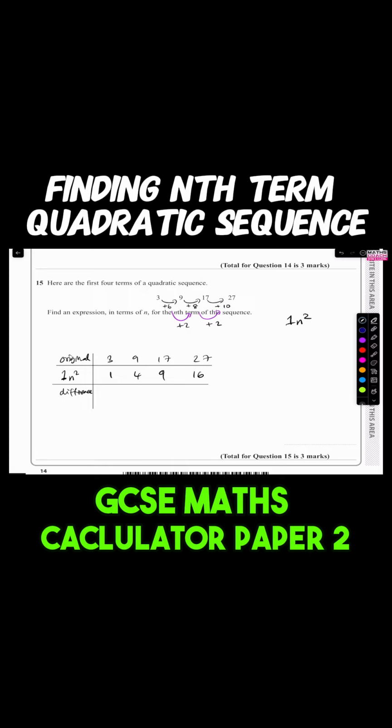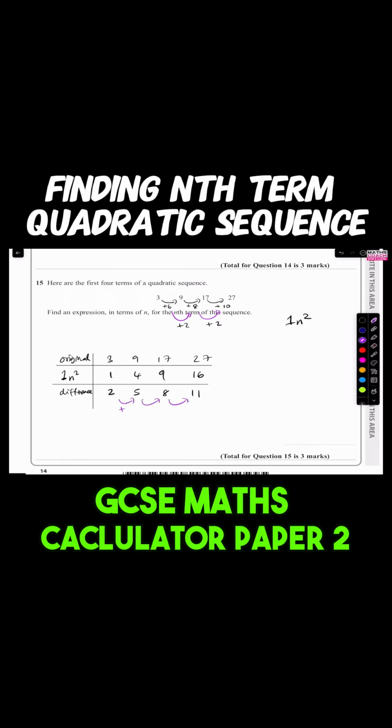Now you need to find the difference. So 3 minus the 1, that gives you 2. 9 minus 4, that gives you 5. 17 minus 9 is 8. 27 minus 16 is 11. Now you have a sequence. This sequence here should be a linear sequence, and you just find the difference between each term.